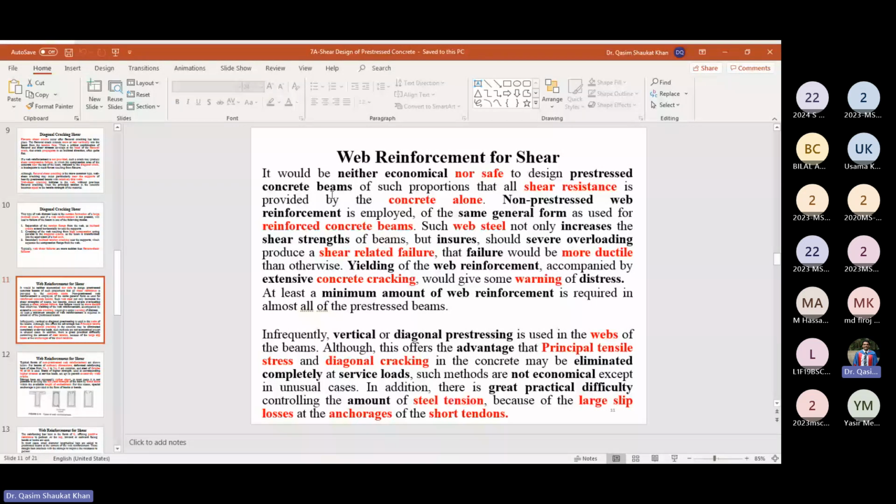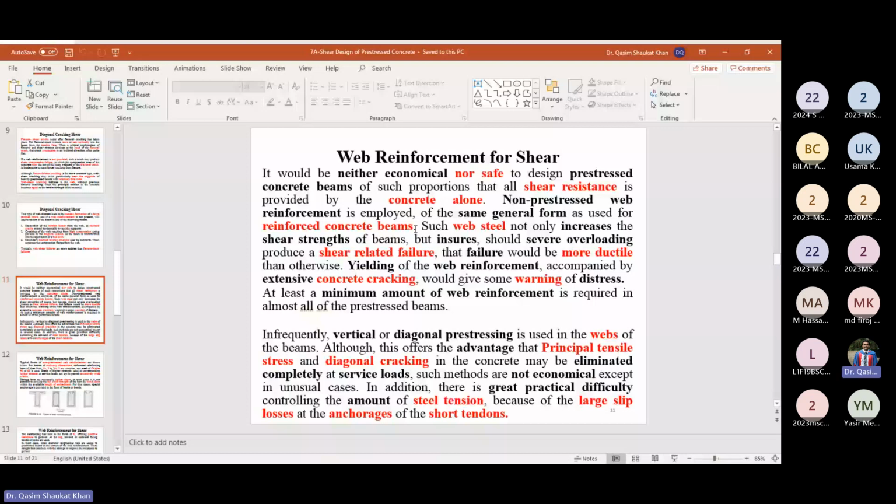design pre-stressed concrete beams of such proportion that all the shear resistance is provided by the concrete, meaning there is no shear resistance from the steel as steel is not provided. However, this is not a desirable situation, and it is generally not followed as well. Generally, we do provide steel reinforcement of the same general form as used for the reinforced concrete.